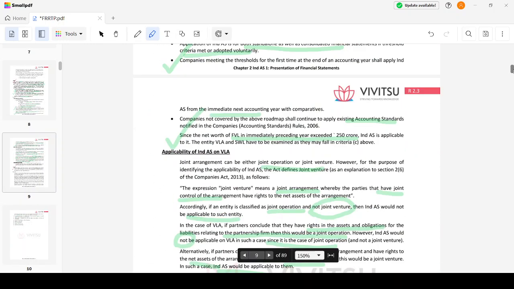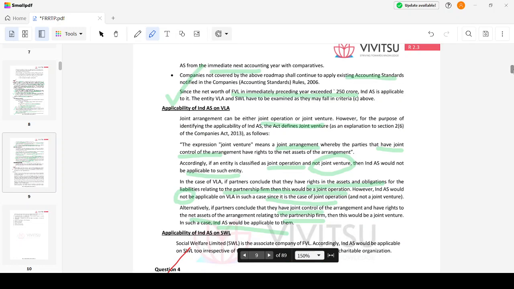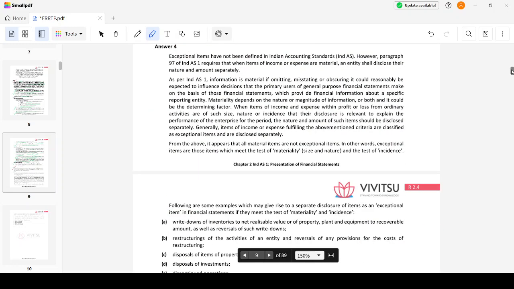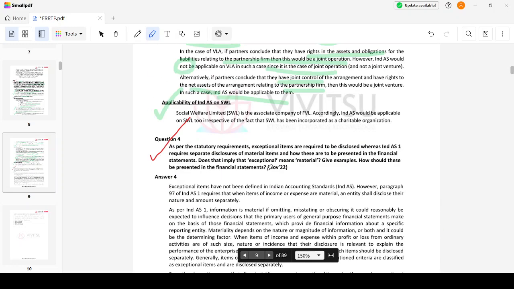So if it is a joint operation, then Ind AS will not be applicable. If it is a joint venture, then Ind AS should be applicable. Then SWL, then Ind AS should be applicable. There is no exemption for Section 8 company. Okay, that's what they have given. Then if it is falling under the definition of associate company, then November 22. All the November 22 questions we will discuss. Okay, can be rest assured for that.